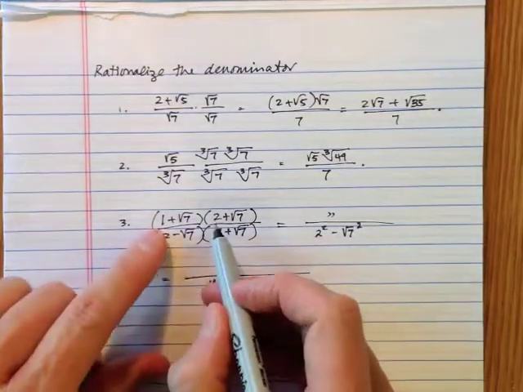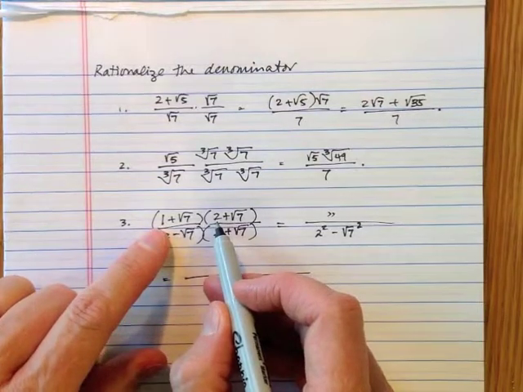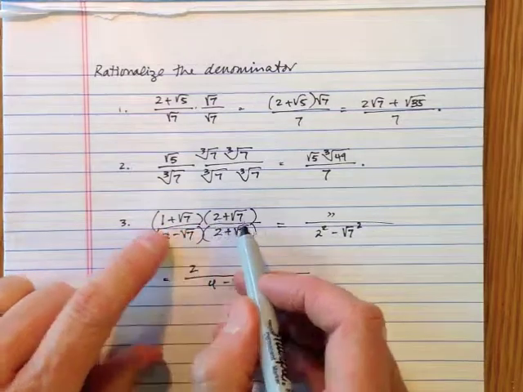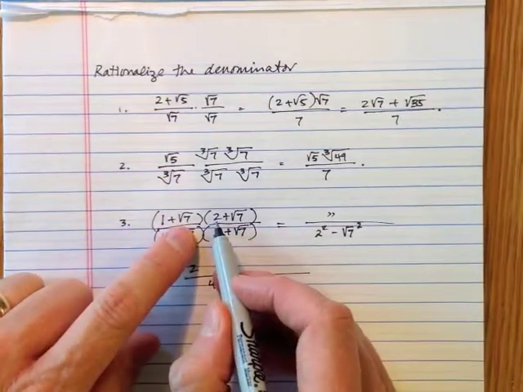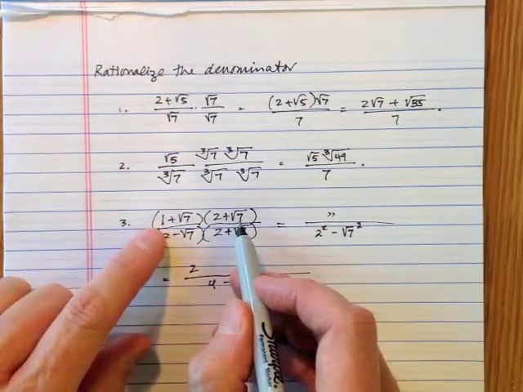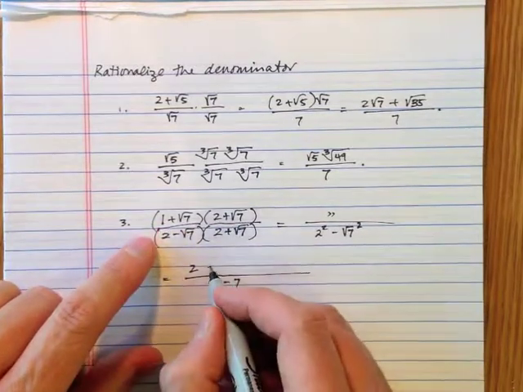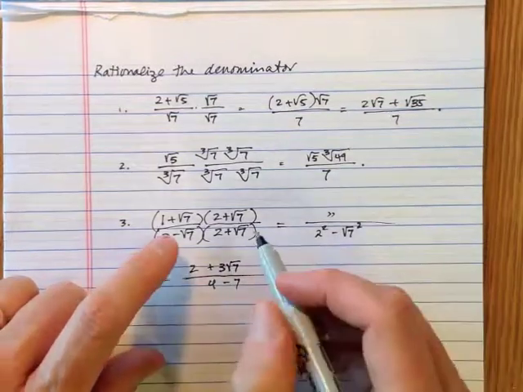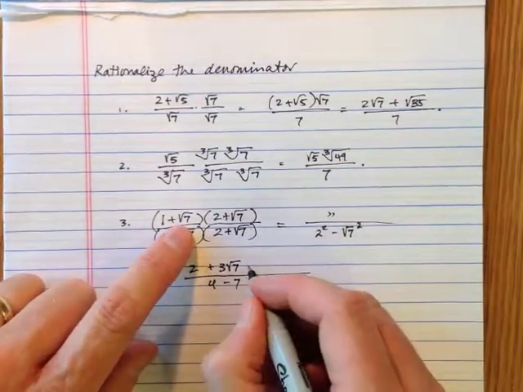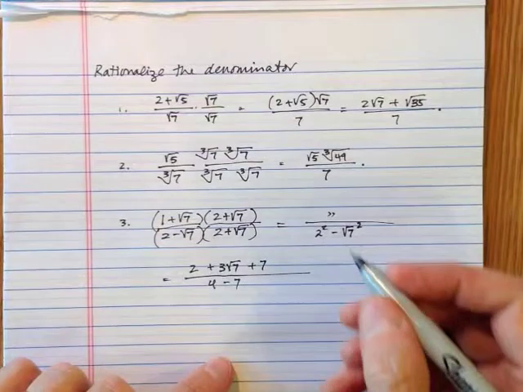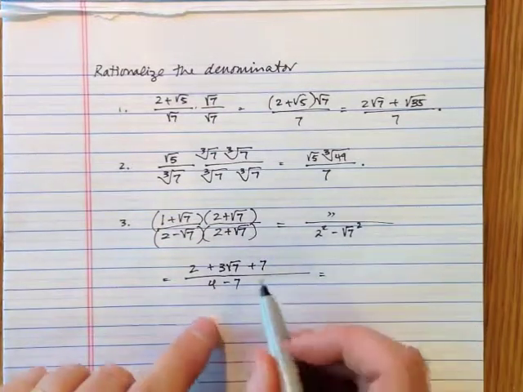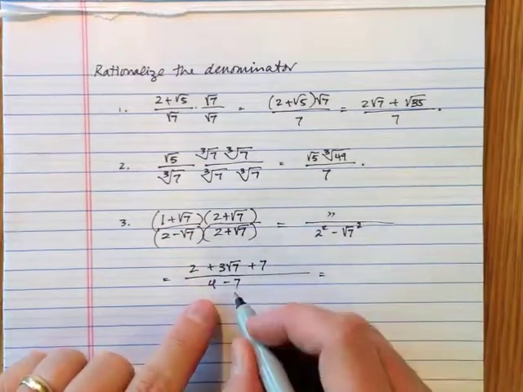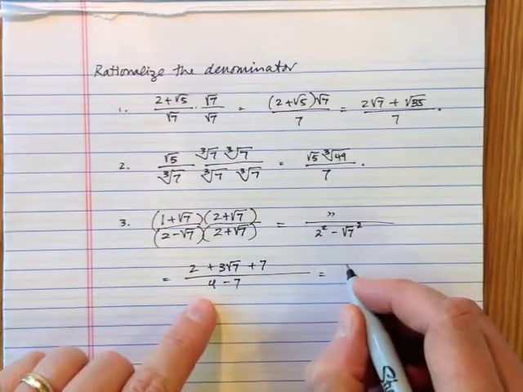In the top, I probably should FOIL out the top to see what I get. The first term is going to be a 2. The inside and outside terms are going to add up to, let's see, there's 2 radical 7 there, and there's 1 radical 7 there. Altogether that's 3 radical 7s, just like if that radical 7 was an x. And finally, the last term will be radical 7 times radical 7, that's 7. So I guess I have 9 plus 3 radical 7 in the top, and it's being divided by negative 3.